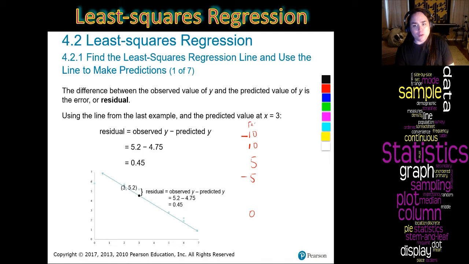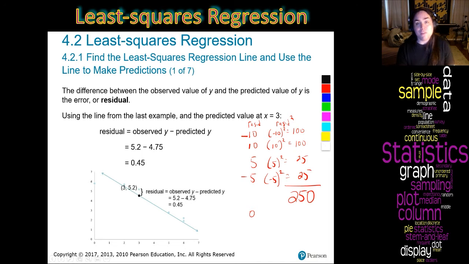So these are my residuals. I'm going to take the residuals and square them. So what is negative 10 squared? Well, that becomes a positive. Now it's 100. And if I take this 10 squared, it's also 100. They're still both positive. 5 squared is 25. And negative 5 squared is 25 also, because two negatives cancel out. Add that up, and the sum of these squared residuals is 250.